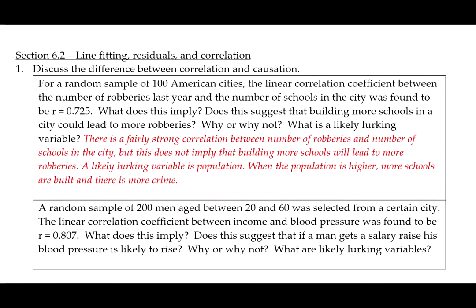A likely lurking variable is population. When the population is higher, more schools are built, but there's also more crime.